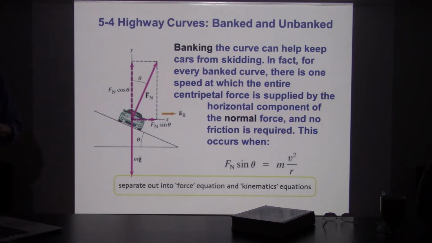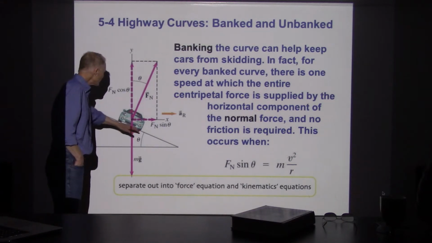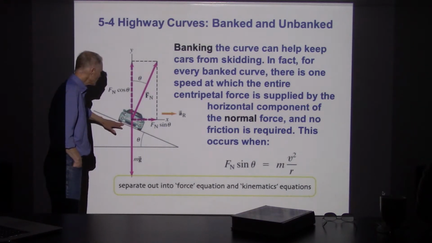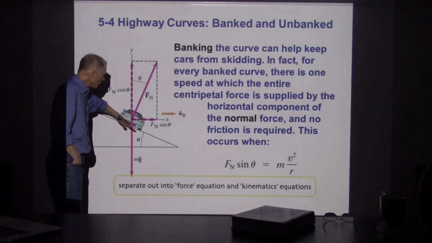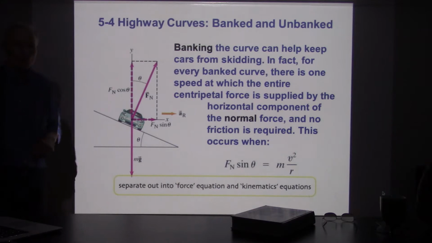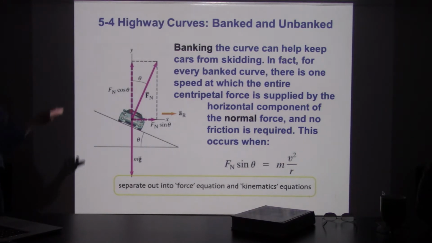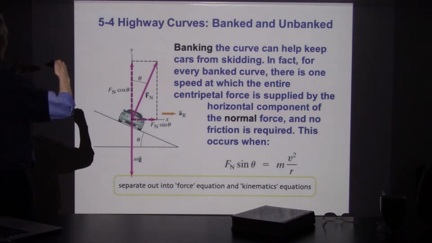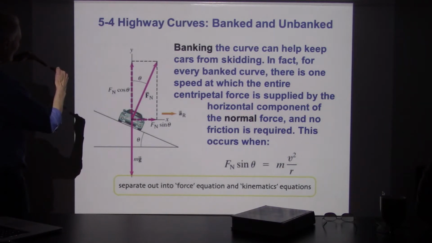Here's another option for getting our car around the curve. Instead of depending entirely on friction, what if we put the curve up on an incline? So here's a front view again. Here's the car coming towards us. And what we call this is banking. Banking a curve means that instead of keeping the roadway level, we tip the angle of the roadway from side to side.